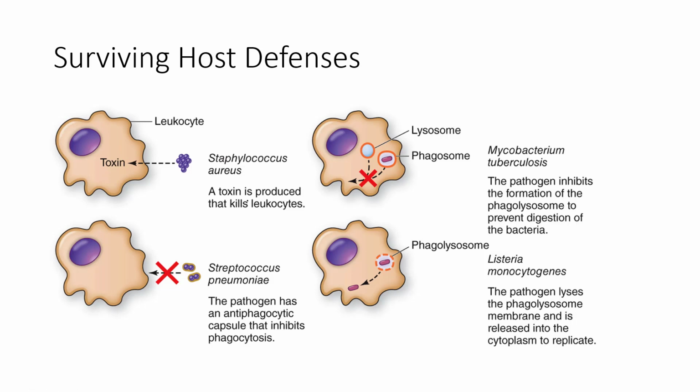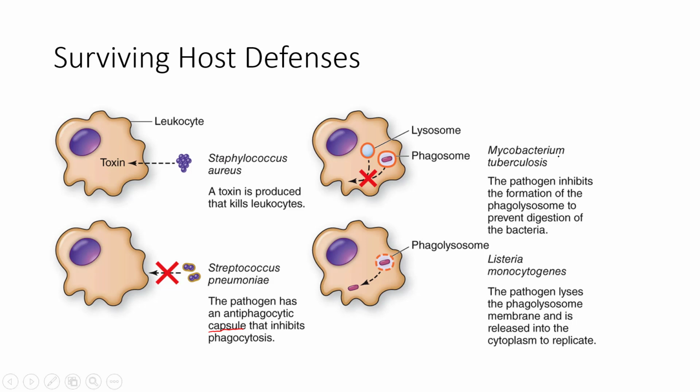So Staphylococcus aureus produces a toxin that just goes and straight out kills the leukocyte. Well, there you go. That's one way to prevent phagocytosis. Streptococcus pneumoniae, the cause of bacterial pneumonia, has an antiphagocytic capsule around it. We've talked about that particular virulence factor before, and that prevents phagocytosis.